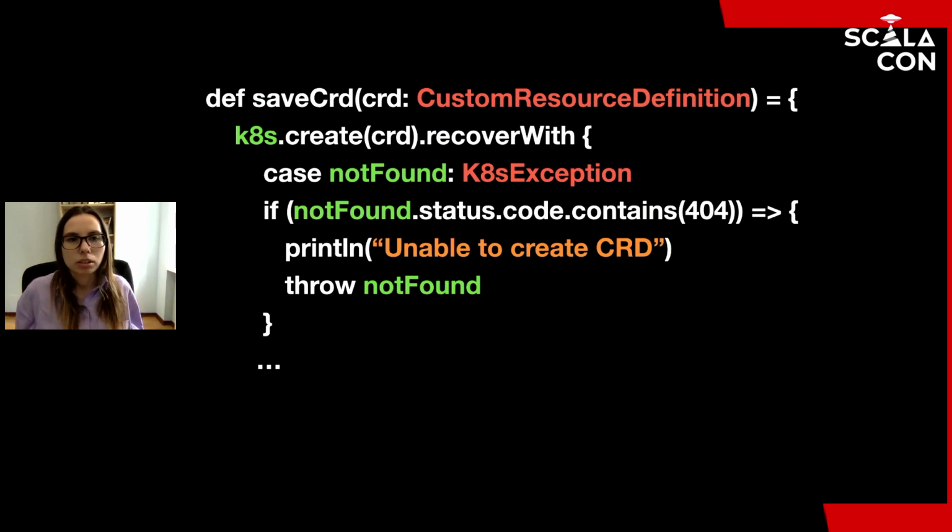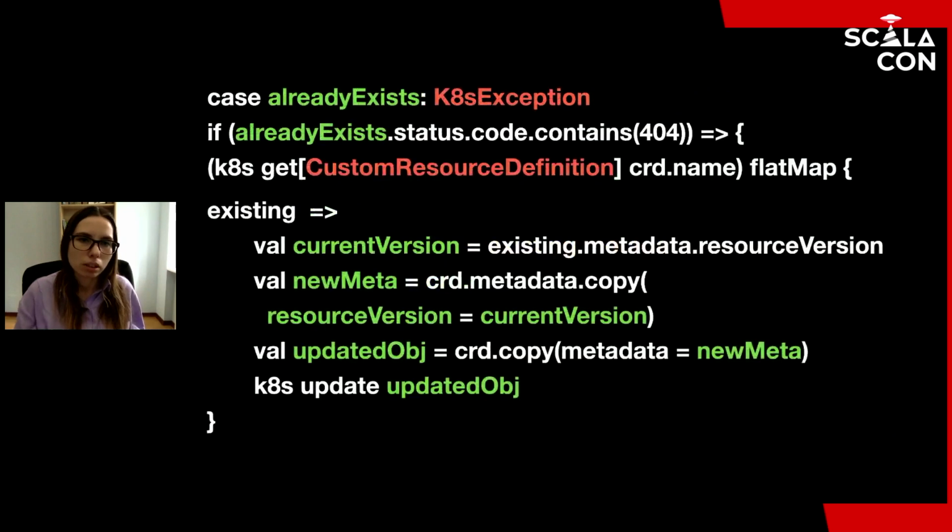In the save CRD method, there's a typical call to the create method on the client, but also a bit of error handling again. So Alice considered a few cases. First of all is that some error happened and she wouldn't be able to actually create this CRD. So she's just throwing this not found error, and if something goes wrong and she wouldn't be able to create this CRD, she'd have this Kubernetes exception in this case. Another Kubernetes exception would be a similar case as with the deployment.